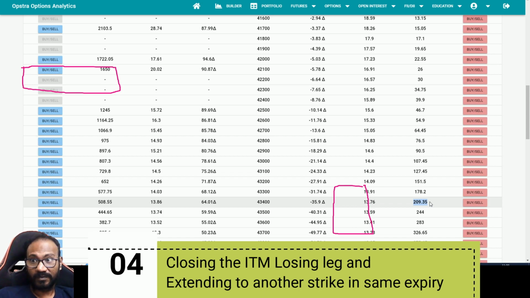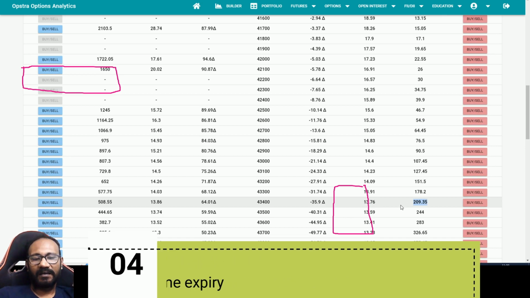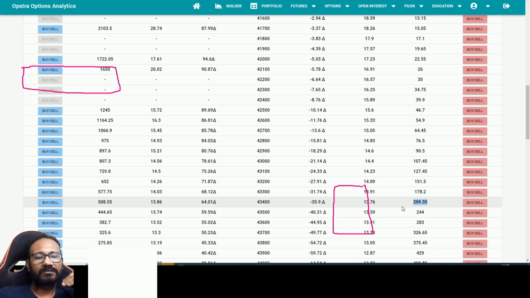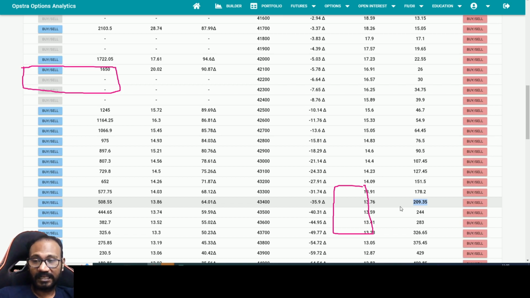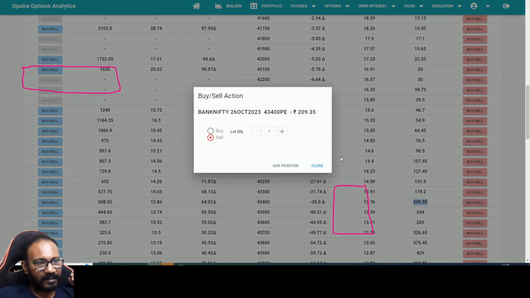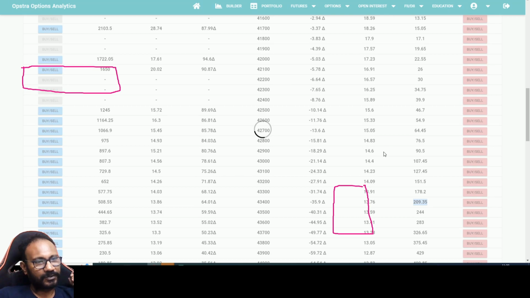No need to take two positions because we have two calls. It doesn't mean that we have to take two put positions. We are writing it because we are expecting the market to consolidate between 43,500 to 44,000 for this expiry. That's the view, let's say. So I'm going to write this and add this position.